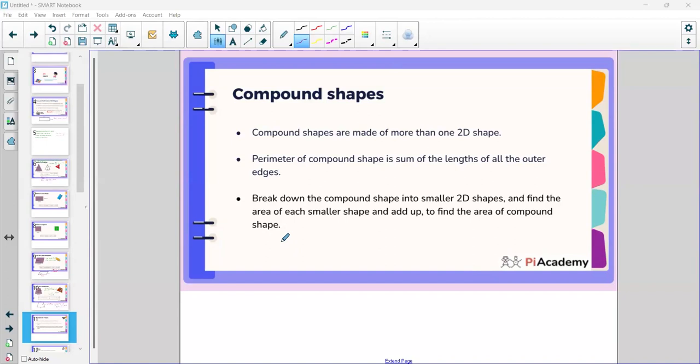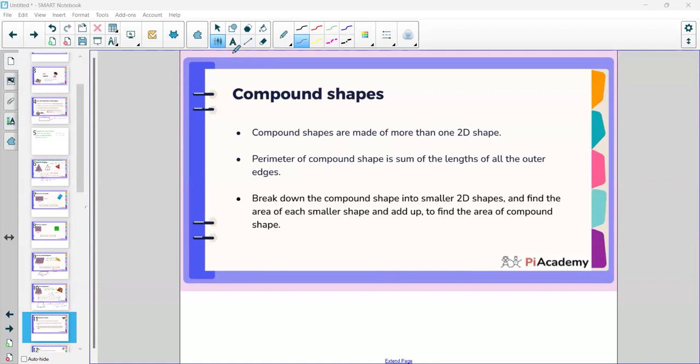Okay. So can it be two different rectangles? Or is it necessary that one should be a rectangle and the other something other than a rectangle? They could both be the same shape. They could both be the same shape, right? Very good, Rishma. Okay. So what are compound shapes? These are just shapes made up of more than one 2D shape.